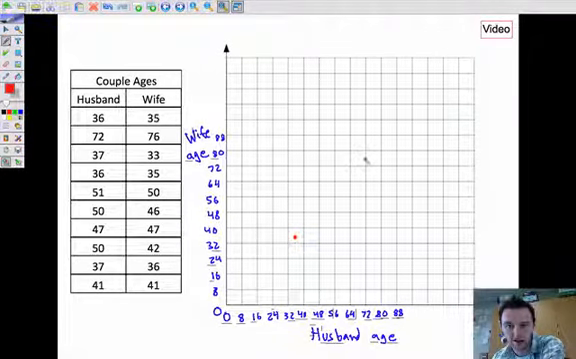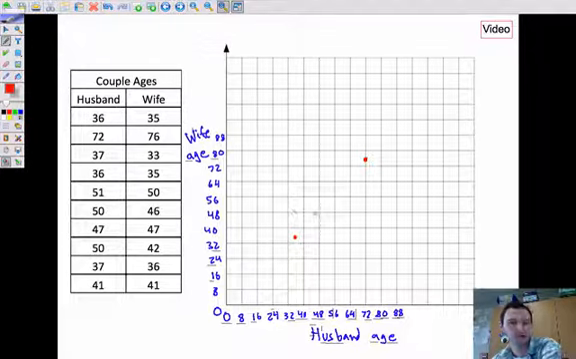So go ahead and just pause the video. I'm going to go ahead and plot these, and when you unpause, these will all be here, and you can check to make sure that yours at least looks similar to mine. So go ahead and pause and plot all these points, and then unpause when you're ready to go.